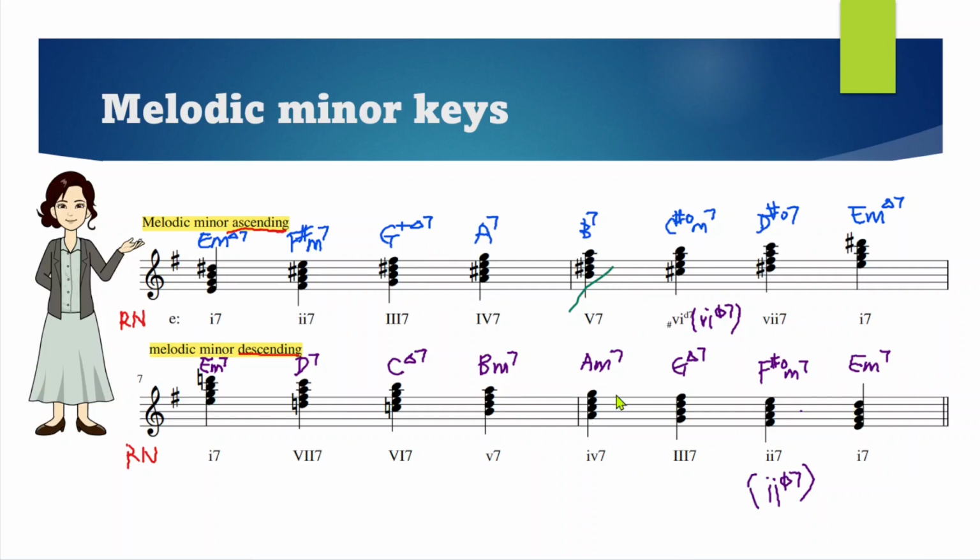IV 7, right now there's no more C sharp, that is the 6th note lowered. Quality becomes A minor 7. It's a minor 7 chord. III 7, it's a major 7 quality, G, B, D, F sharp. And the final one is a half diminished 7, which is different from the ascending scale.